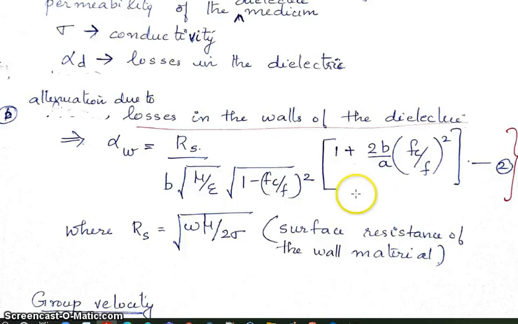and the loss due to the imperfect conduction of the walls is given by alpha w is equal to Rs by B square root of mu epsilon into square root of 1 minus fc by f into (1 plus 2B by A (fc by f) the whole square), where A and B are the length and breadth of the rectangular waveguide, fc is the cutoff frequency, and f is the frequency of the electromagnetic wave. One new term you are coming across is Rs, known as the surface resistance of the wall material, which is given by the formula square root of omega mu by 2 sigma.